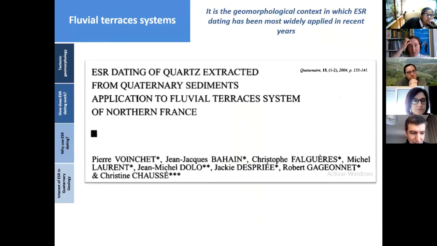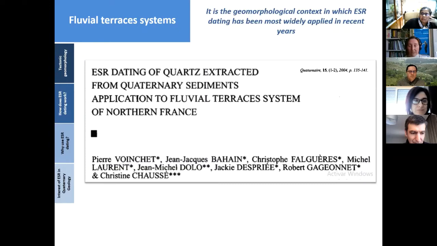So let's go to another context in which we can use ESR dating. This is a fluvial terraces system. The Pleistocene fluvial terraces system represents a great interest for both geologists and archaeologists because they have recorded tectonic uplift, climatic variation, and human occupation. That's why this is one of the geomorphological contexts in which ESR dating has been most widely applied in recent years. I have selected some papers from the last 20 years in which ESR dating has been the main method used to establish the chronological framework of a river system.